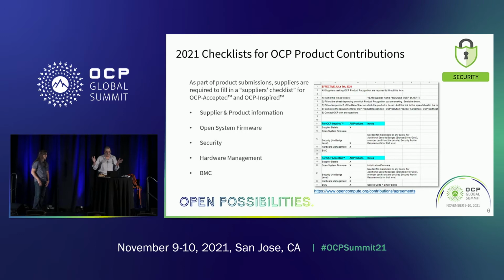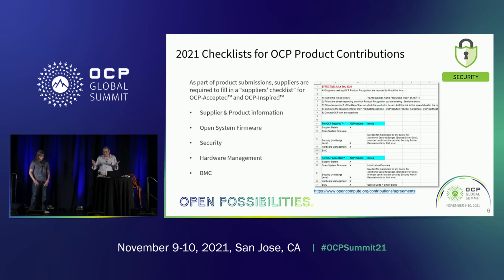So there is an existing system for OCP Accepted and OCP Inspired. Whenever you want to submit a server, you have to go through some process. What we did in 21 is that as part of that submission, there is a checklist that every vendor that wants to go after the recognition has to submit. And that checklist basically is covering multiple areas.